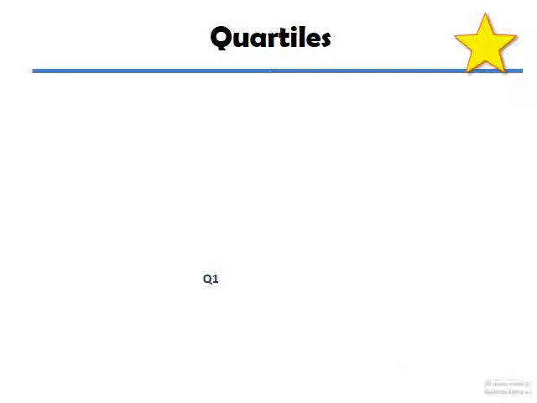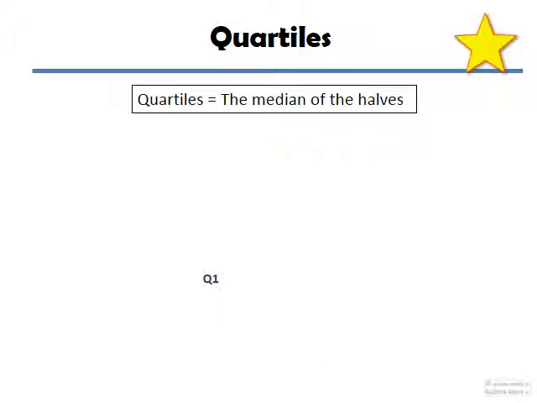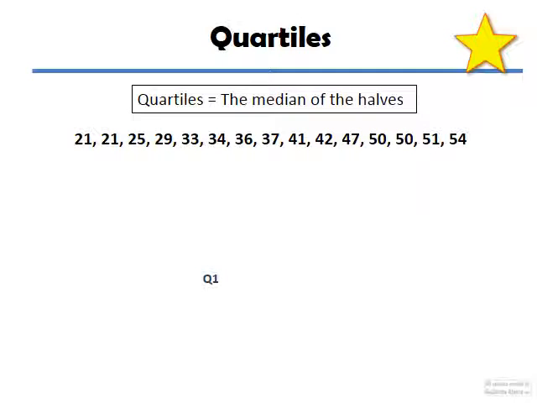Quartiles are going to be more tricky. It's going to be the median of the halves. Whoa, what do you mean there? So here I have some values and I calculate the median, so I divide it in 2. I'm going to discard 37, but I get here 2 halves, first half, second half. So I calculate the median of each of the halves. And I'm going to get quartile 1, also called the lower quartile, and quartile 3, also called the upper quartile. And those are the quartiles.